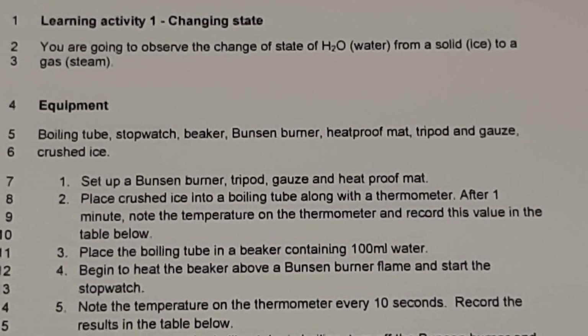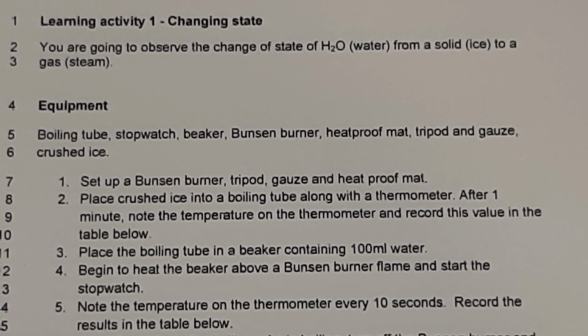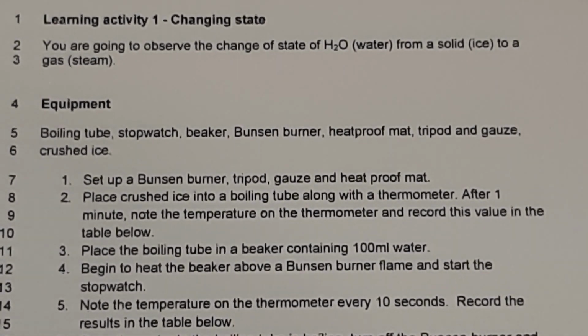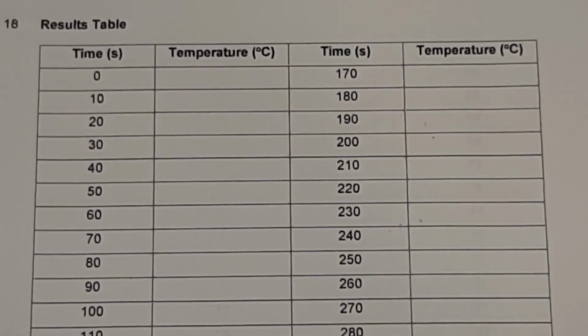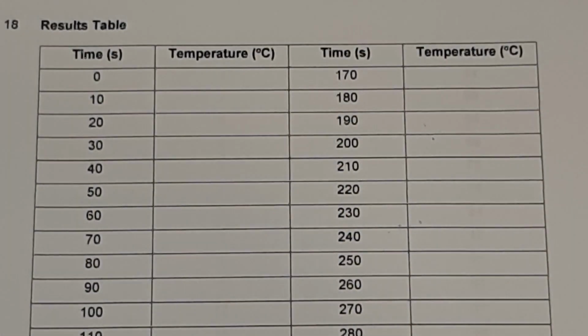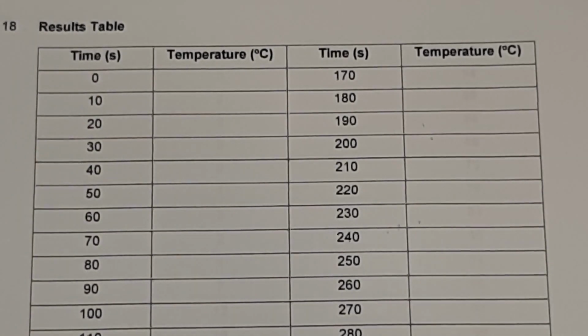So moving on to page 32, we have an activity here about changing state, where you can observe the change of state of water from solid ice to a gas steam. And so normally this experiment is done by putting crushed ice inside a boiling tube or a beaker along with a thermometer and recording the temperature at regular intervals. So in this experiment it's every minute, and recording it over time and putting that beaker or boiling tube into hot boiling water. So we have a set of results for this. Well, you would normally record these yourself. You would record the temperature over the time every 10 seconds.